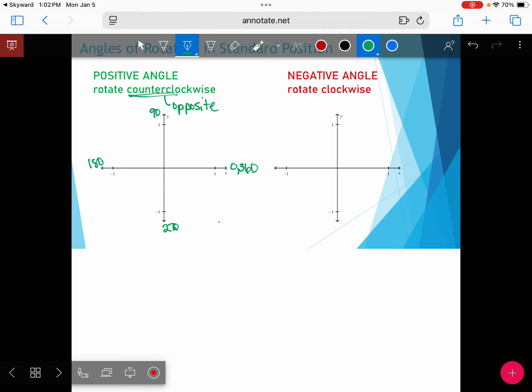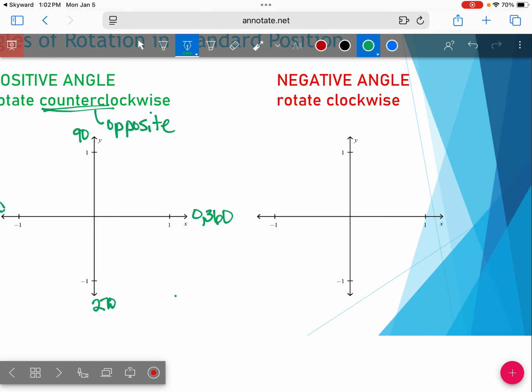So that's important. If it's negative, we're going to go the same direction as the hands on the clock. So this would be 0. Down here is negative 90. This is negative 180. Here is negative 270. And again, 0 is the same as negative 360.